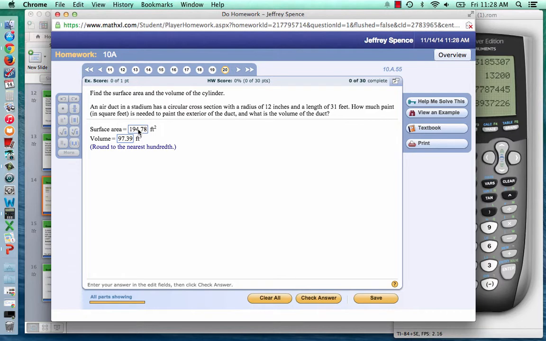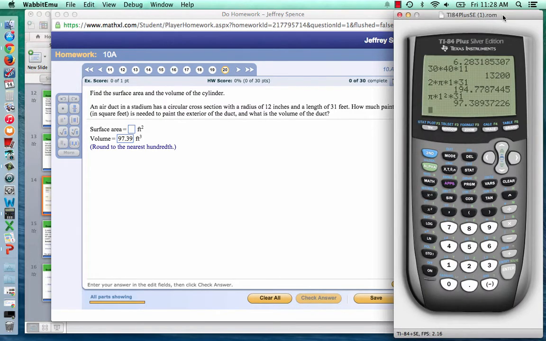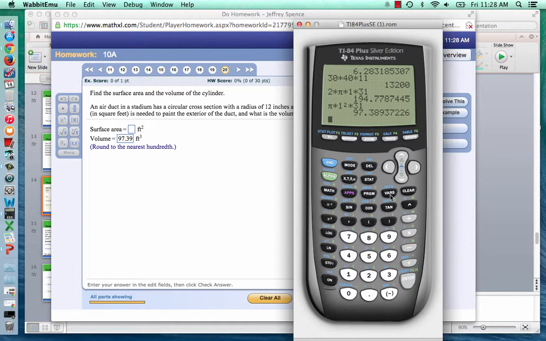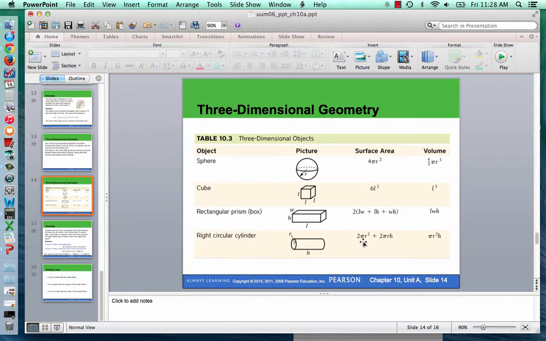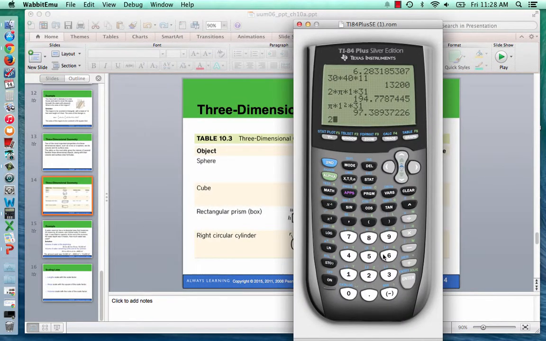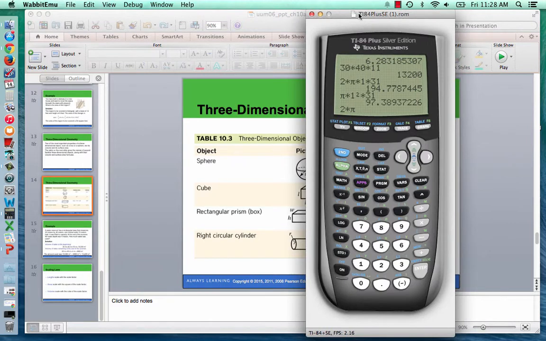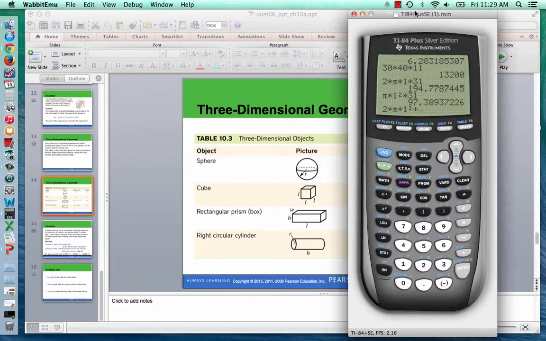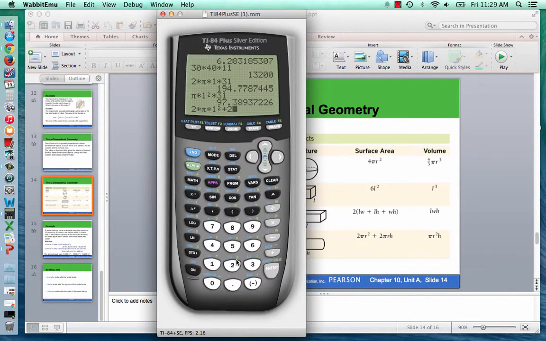Okay, well, I guess they want the circles added on too, so I'll do that as well. That doesn't make much sense to me because it's an air duct and the circle shouldn't be there, but here we go. Okay, so let's follow the formula. They want me to add the area of the circle, so 2 pi r squared plus 2 pi r h for the surface area. So 2 times pi times r squared, so that's 1 foot, times 1 squared, plus the area of the rectangle, which is 2 times pi times the radius, which is 1, times the height, which is 31. Gives us the total surface area of 201.06.